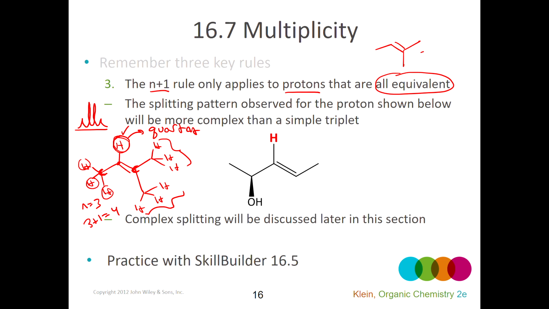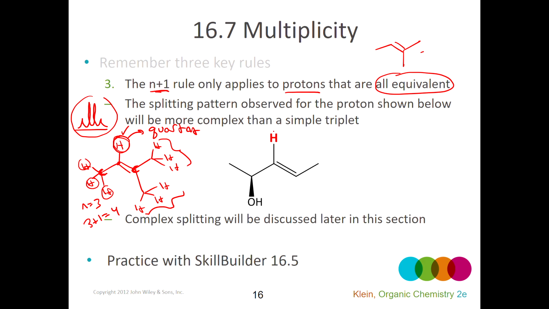Yeah, so I drew this structure here to illustrate the situation where you can apply the n plus 1 rule for a hydrogen, because the only hydrogens that would be splitting it are all equivalent to one another. So they're all splitting it in the same way with the same coupling constant, and I can predict this pattern using the n plus 1 rule. So let me just contrast that by discussing this one. Hopefully that will be more clear for you.